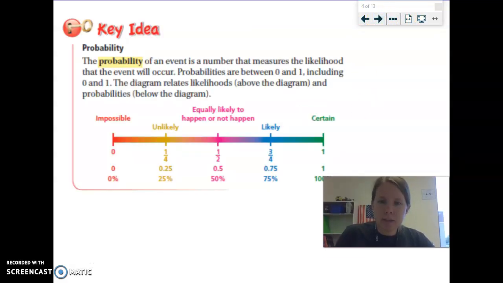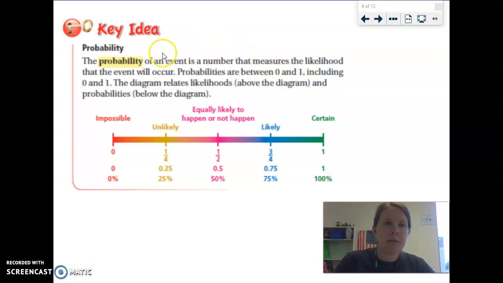So here is this little scale that I was telling you about. It says the probability of an event is a number that measures the likelihood that the event will occur. Probabilities are between 0 and 1, including 0 and 1. The diagram relates likelihoods above the diagram and the probability below the diagram. So basically your probabilities are either going to be in a fraction form, a decimal form, or a percent form.